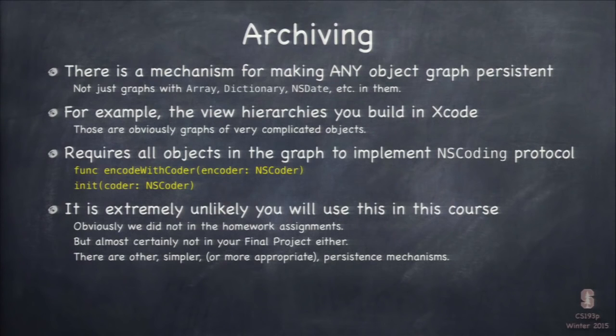And archiving can archive any tree of objects as long as all of them implement these 2 methods, encodeWithCoder and an init method that reads themselves back in from a coder. So encodeWithCoder basically writes themselves out basically as a dictionary, okay? And then init will instantiate the object when it gets read back in, reading the stuff from that dictionary.